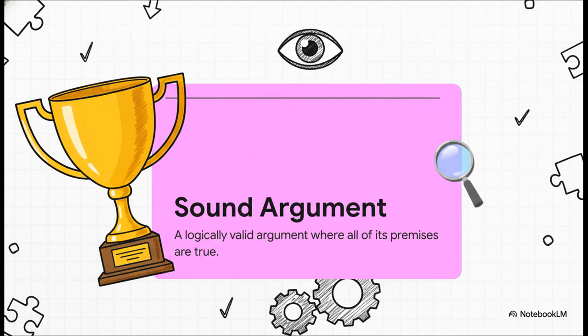Okay, so let's say an argument passes that first test. We've checked it, and its reasoning is flawless, it's valid. Now we can move on to step 2, and this is where we finally ask, are the premises actually true in the real world? And if an argument is both logically valid and it has all true premises, we call that a sound argument. That, my friends, is the gold standard for deductive reasoning.